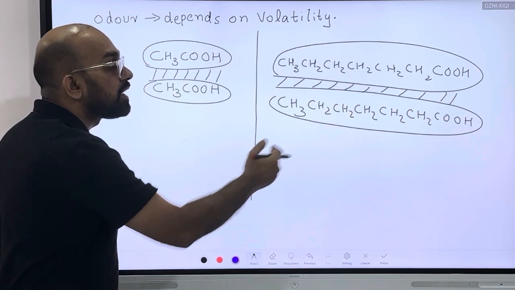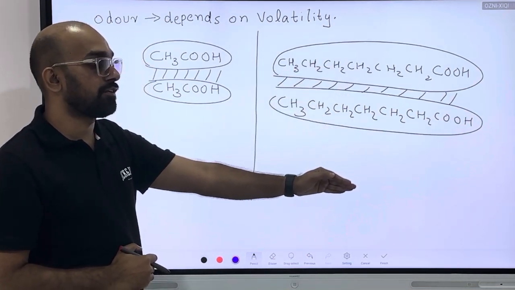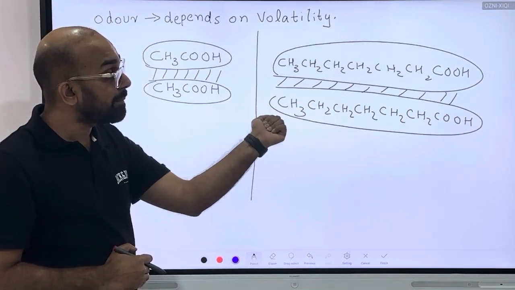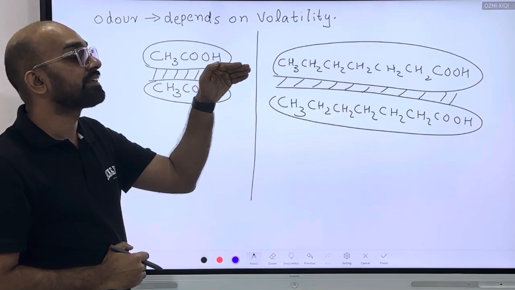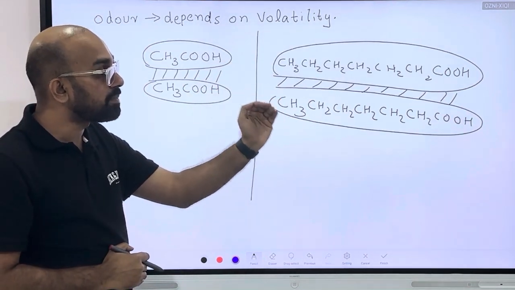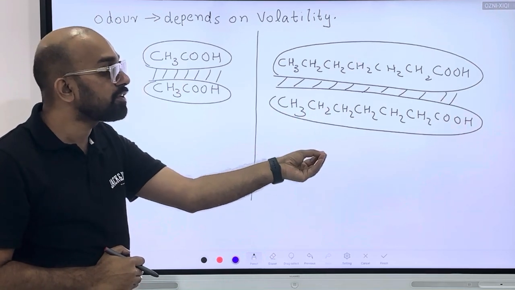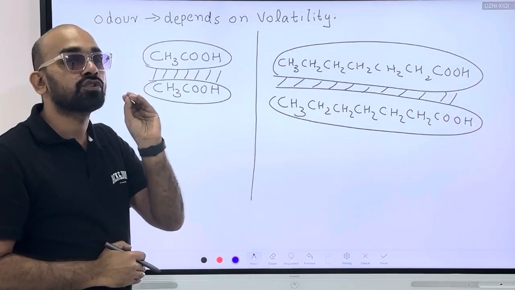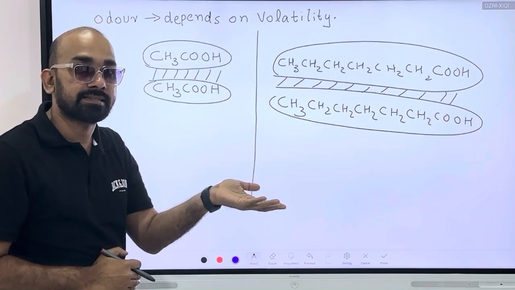The bigger the molecule, the higher the intermolecular forces. So what happened to their volatile character? Their volatile character decreases. The ability to become vapor decreases. So lesser vapors reach our nose, so we feel it is odorless.